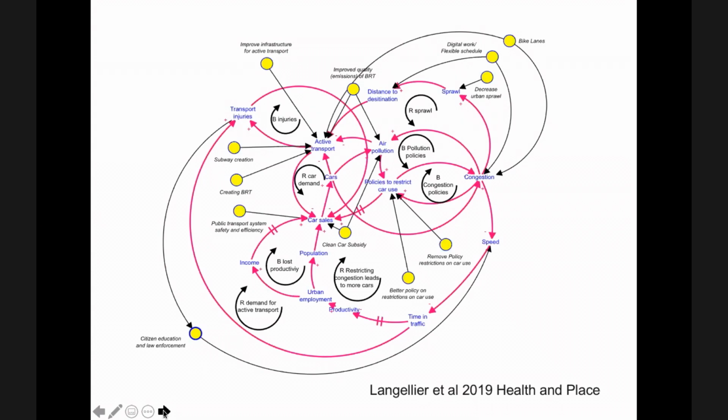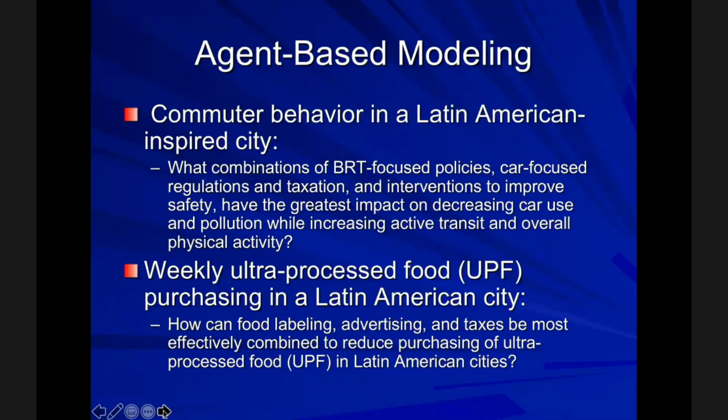The participants also go away with new tools that they can then apply in their own day-to-day activities. And this stakeholder engaged systems mapping is one of the inputs into subsequent agent-based modeling that we're doing to understand the impact of various policies on active transport and consumption of processed foods.